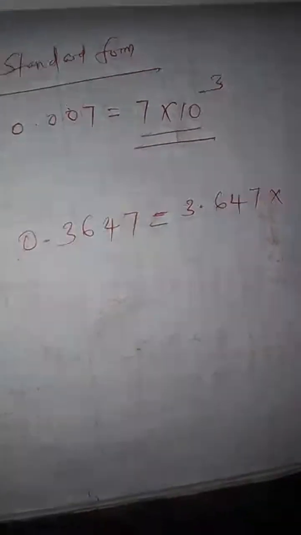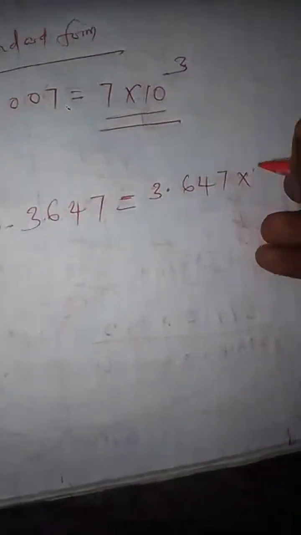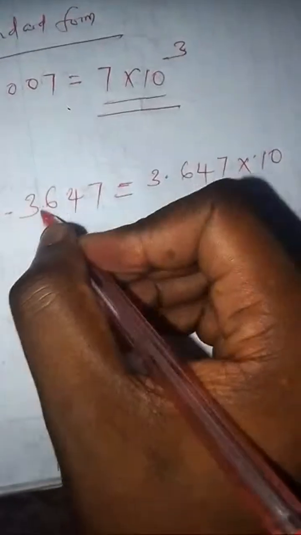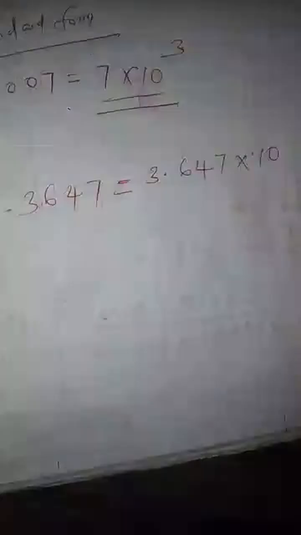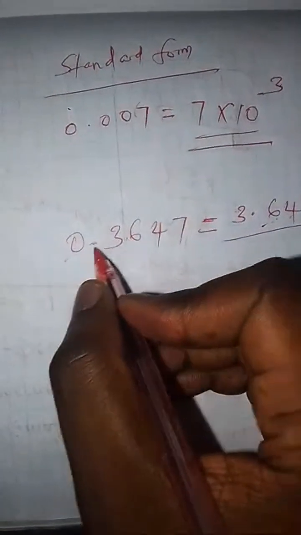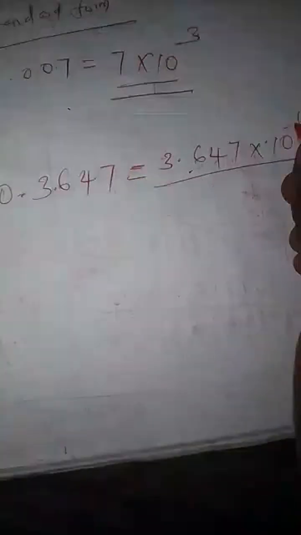3.642 times 10 raised to power, because here we have stopped here. This one was 0, we've stopped here, we have just moved one step, times 10 raised to power negative 1. So this is how we write this number into a standard form. 3.642 times 10 raised to power negative 1. Why negative 1? Because I've stopped here. From here I've just moved one step, so negative 1. Negative 1 is towards the left.